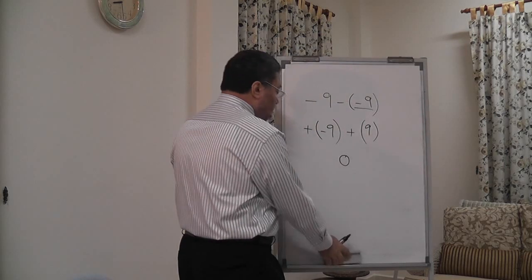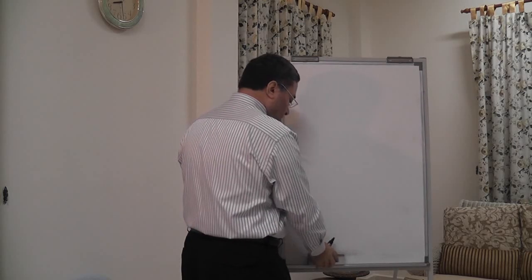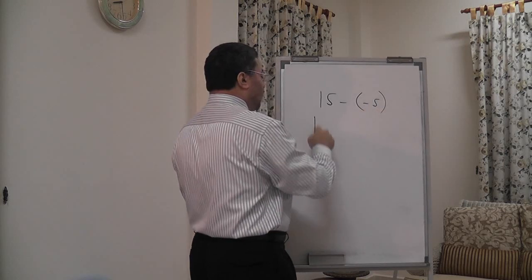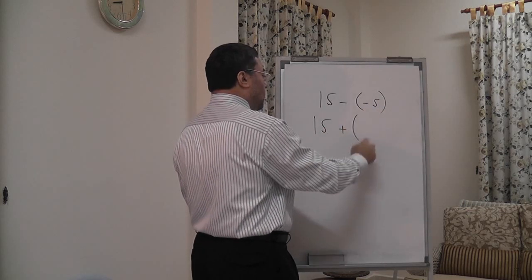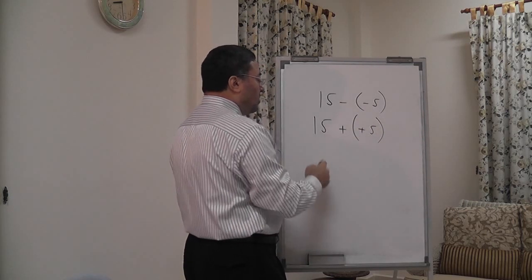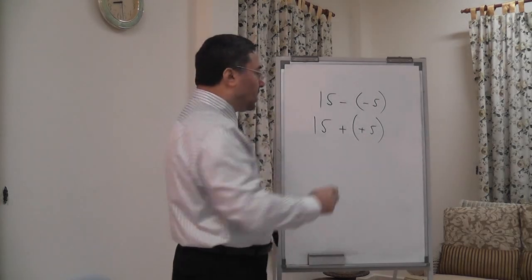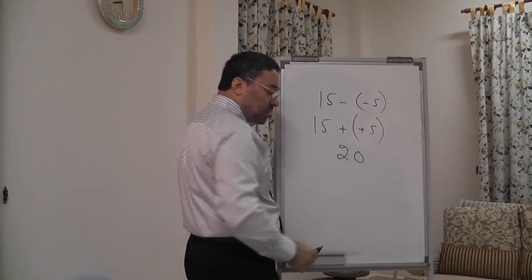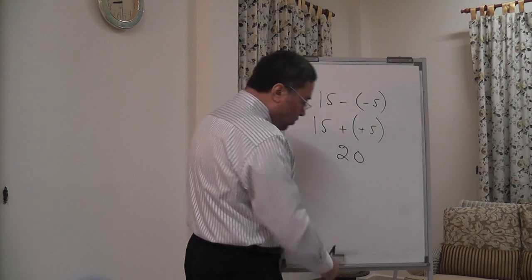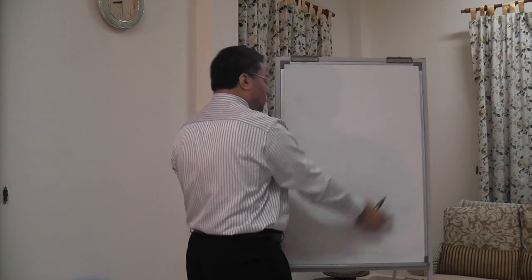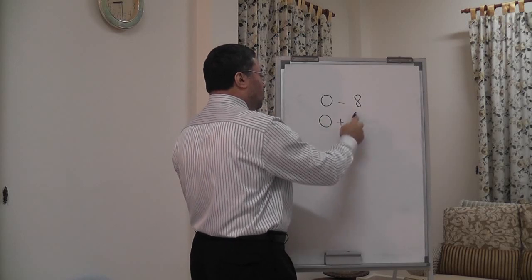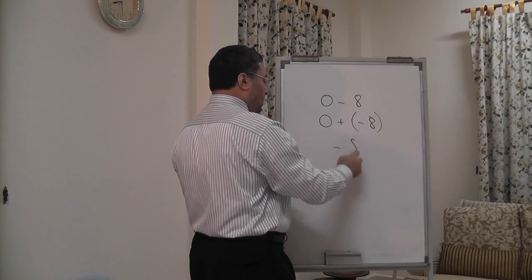Number 18, 15 minus 5. 15, we change this to a plus, and we put the opposite of the 5 inside the parentheses, and now we have a positive number added to a positive number, and the result is simple addition, and that's 20. Number 26, 0 minus 8, and that will be 0 plus minus 8, and that will be minus 8.